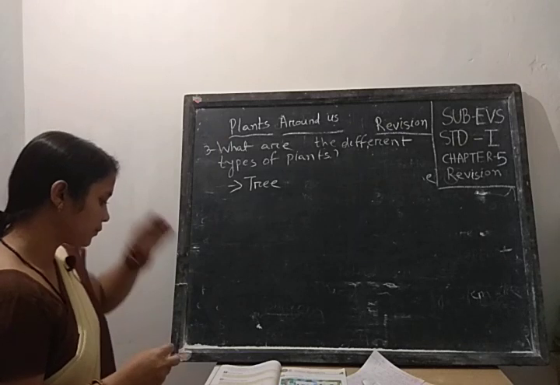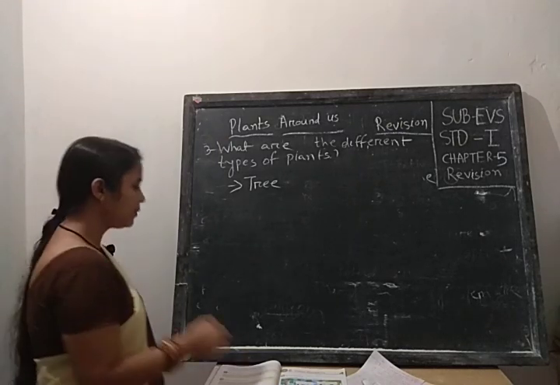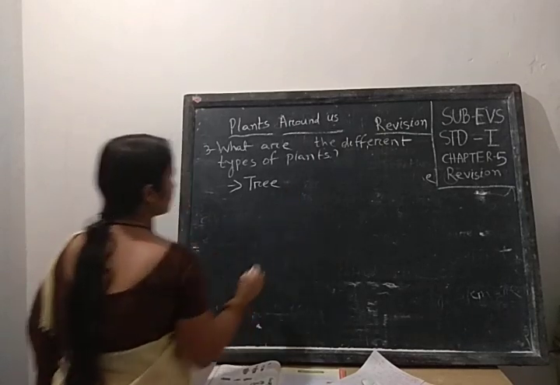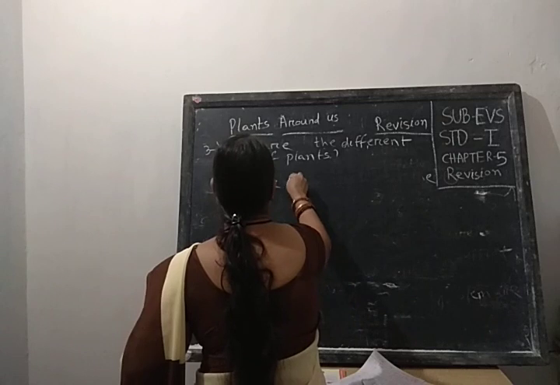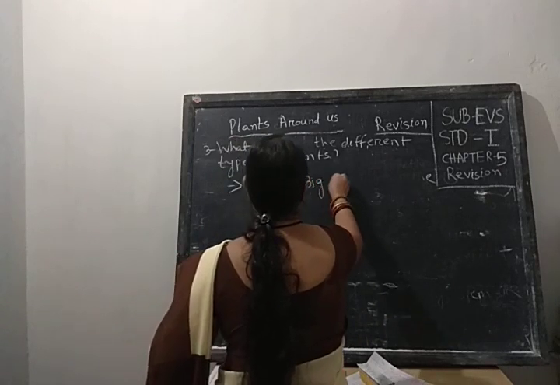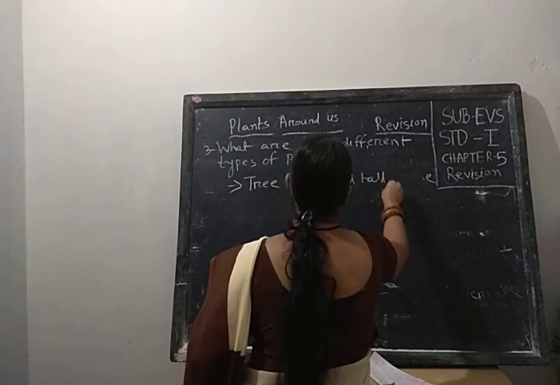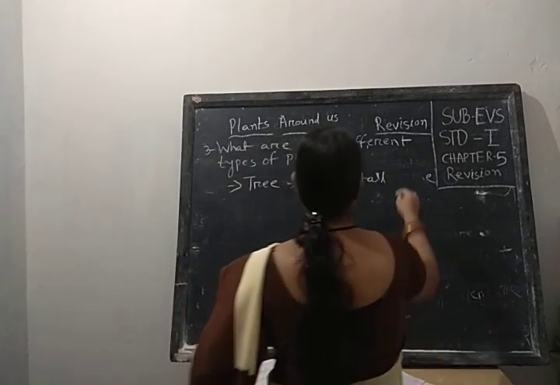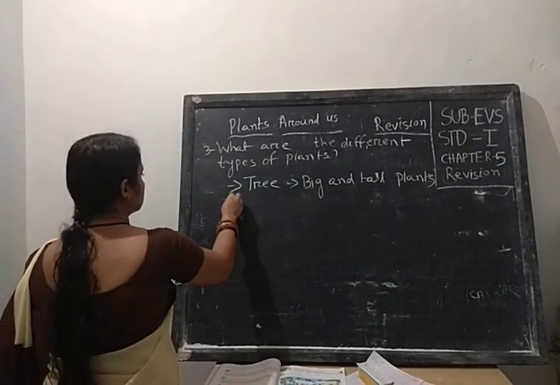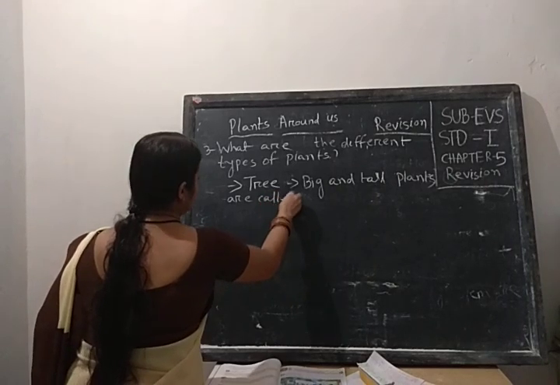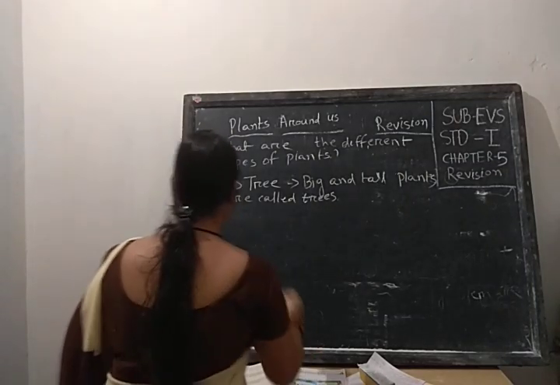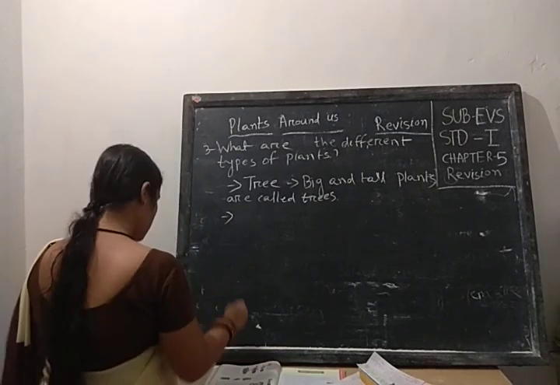Number one, tree. Big and tall plants are called trees. Next, number two, shrub.